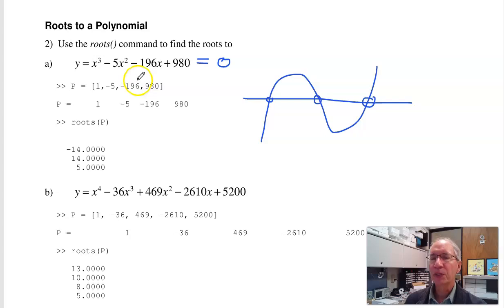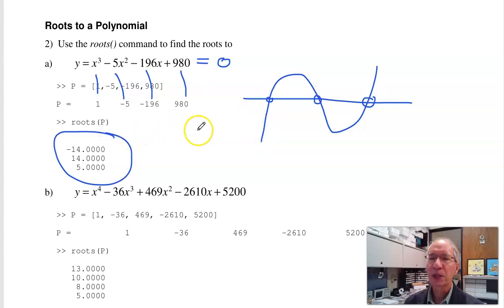The way you use the roots command is I take this polynomial and input it as a matrix. Matlab is a matrix language, and it's a whole lot easier inputting a matrix than a polynomial. What the matrix represents are the coefficients in decreasing powers of x. So this is 1x cubed minus 5x squared minus 196x plus 980. Find the roots to that polynomial, and here's the answer. Those are my 3 zero crossings. One's at minus 14, plus 14, and plus 5.